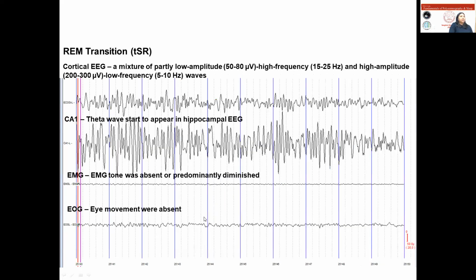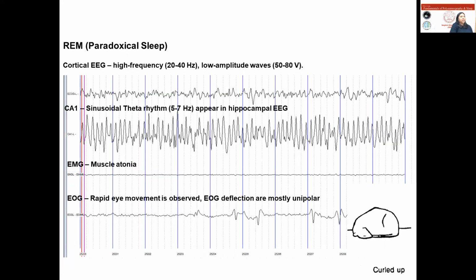In the transition stage from non-REM to REM, we see a mixed wave pattern of theta and delta waves, high amplitude low frequency and low amplitude high frequency waves. EMG is also considerably low, and the EOG signal is considerably low, even in EOG and EMG.